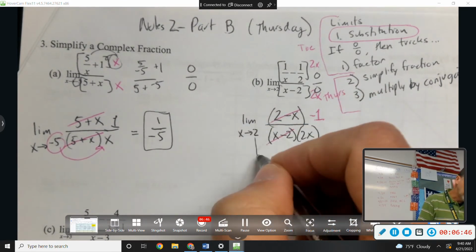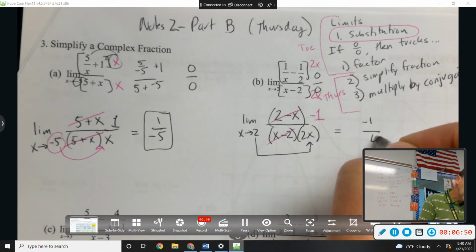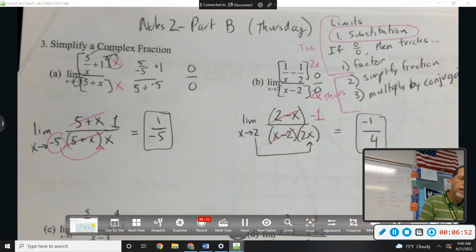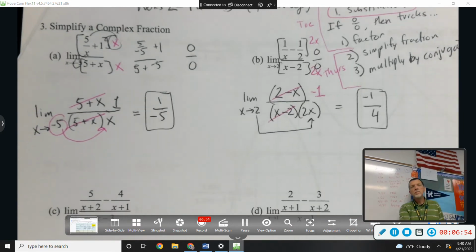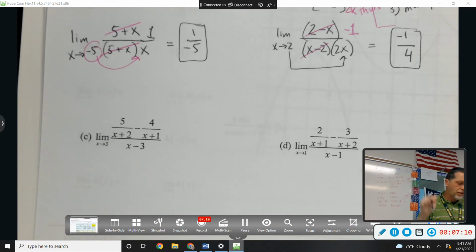So now let's try x equals 2, -1/4. We're solving on the test. Do we need to put the limit and then x goes to 2 on that part of the steps? Yes, let's say yes. I need you to show that. All right, C. Things get a little bit more difficult here.